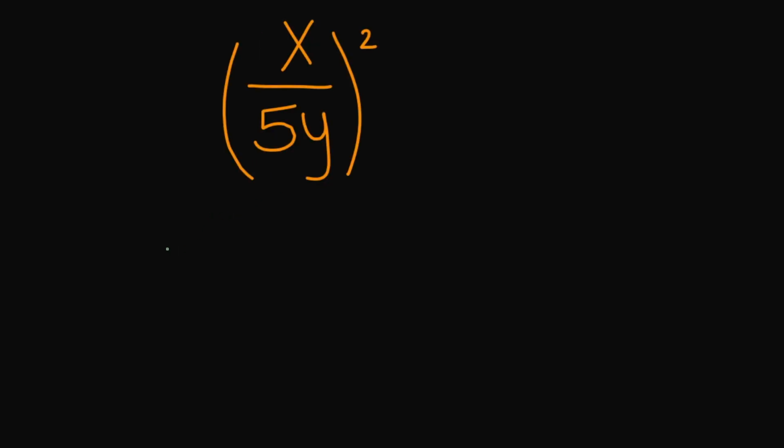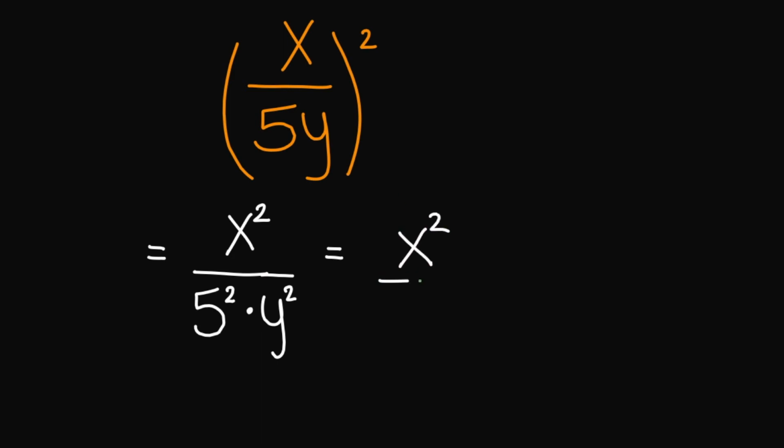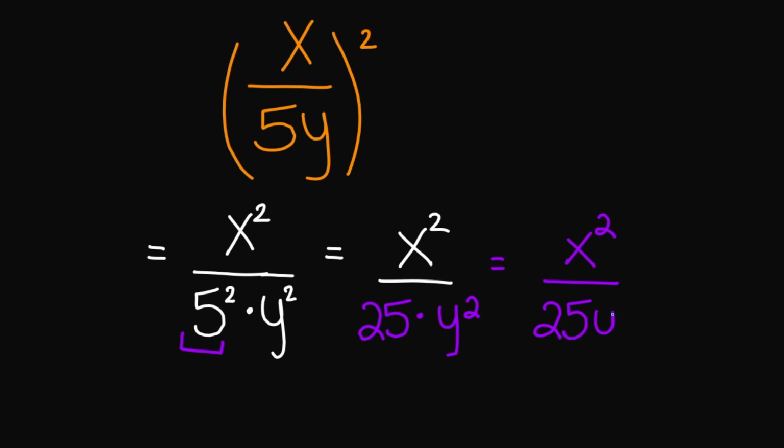All right, let's try this example here. So this is going to equal x to the 2nd over 5 to the 2nd times y to the 2nd. So on top, our numerator is going to stay the same. That's going to equal x squared. 5 squared is going to give me 25 times y squared. And my numerator is still staying the same. So that's x squared over 25y squared. So this is your final answer.